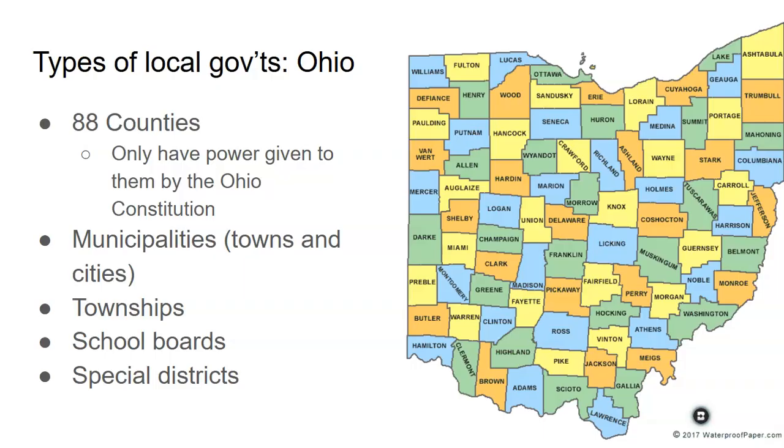Towns and school boards actually have more power because they get to decide what things they can do, whereas the counties only can do the things that the Ohio government specifically tells them that they can do, okay? So take a look at the map here and maybe make note of what county you live in.